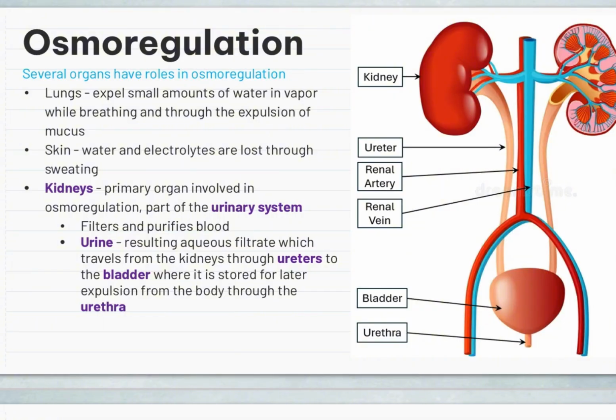In our skin, water and electrolytes are lost through sweating. Kidneys are the primary organ involved in osmoregulation, and they're part of the urinary system. They filter and purify blood. Urine is the resulting aqueous filtrate, which travels from the kidneys through the ureters to the bladder, where it's then stored for later expulsion from the body through the urethra.